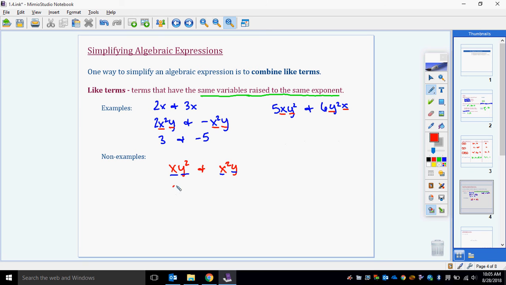Another non-example would be 3b and 3a. Yes, they have the same coefficient, but look at their letters, a B and an A. I cannot combine those. Can't combine bananas with apples. You probably heard your 8th grade teacher say that. So just check. If they have the same variable and the same power, then they are like terms and we can combine them. When I mean combine, I mean add or subtract is what I mean by combine.